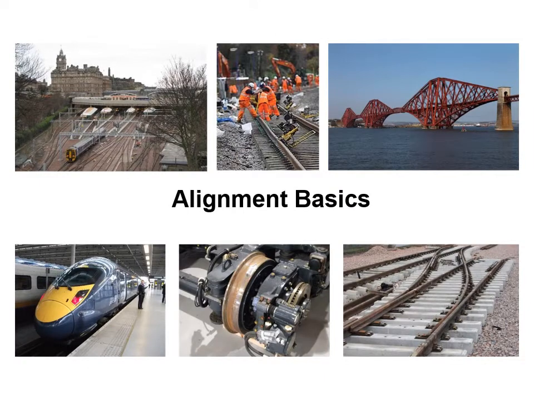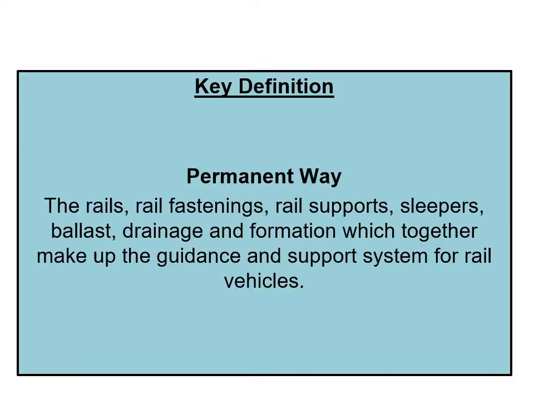So let's start off by looking at some of the basics of alignment design. Let's start off by reminding ourselves of some of the key definitions. So permanent way. This is the rails, the rail fastenings, the rail supports, the sleepers, the ballast, the drainage, and formation which together make up the guidance and support system for rail vehicles.